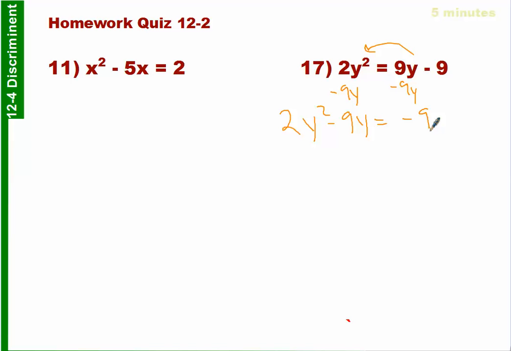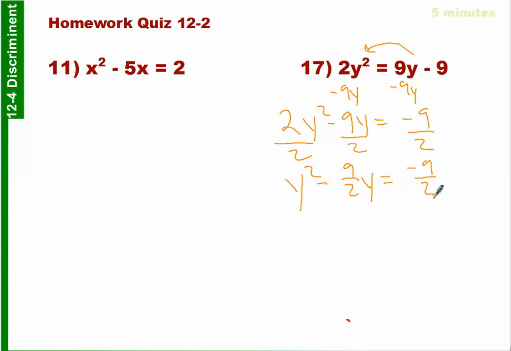Now, the other condition that we talked about was having an a value that is 1. Do we have an a value that is 1? No. We have an a value that is 2. So how can I get an a value of 1? Sarah? Divide everything by 2. So I'm going to divide everything by 2. Divided by 2, divided by 2, divided by 2. And so we get y squared minus 9 over 2y is equal to negative 9 over 2.